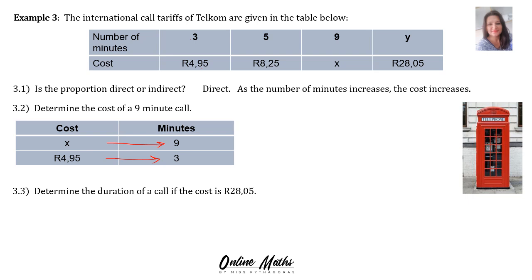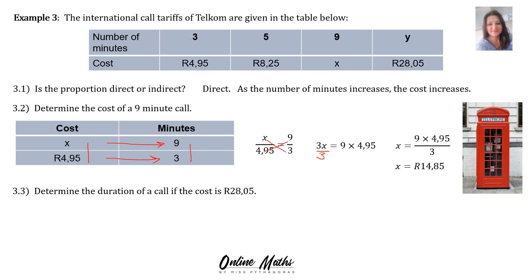And then again, you make your little equation. You put X over R4.95 and you put 9 over 3. And then again, you cross multiply. So you find 3x is 9 times R4.95. And then to find x, divide by 3 both sides. And therefore, x is R14.85.